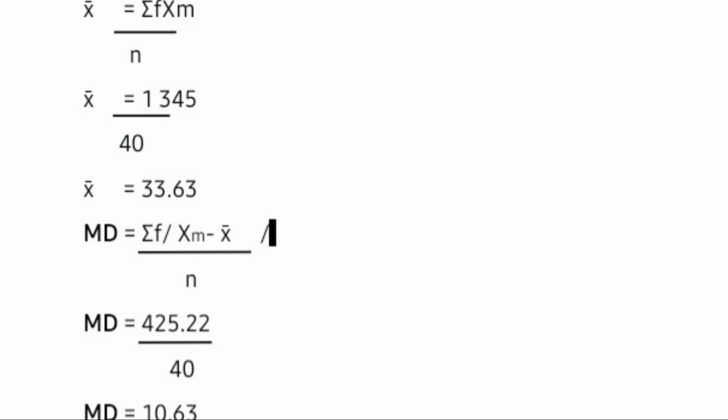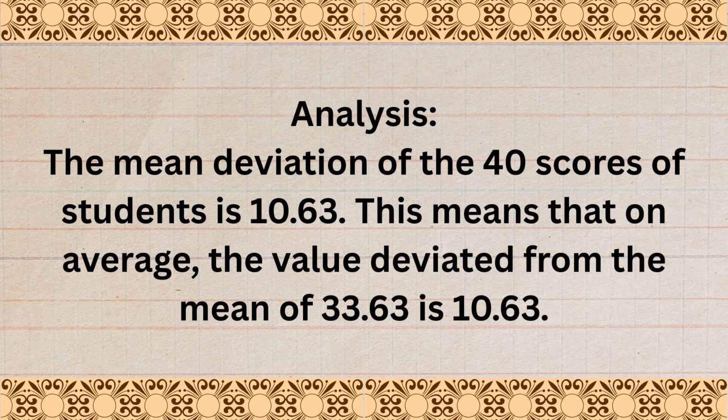The formula is MD equals the sum of the absolute differences between each value and the mean divided by the total number of cases. In the table, we get 425.22 divided by 40 because 40 is the total of N, so the answer is 10.63. Analysis. The mean deviation of the 40 scores of students is 10.63. This means that on the average, the values deviate from the mean of 33.63 by 10.63.